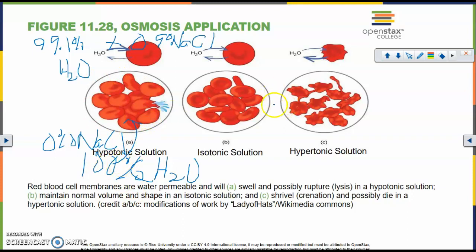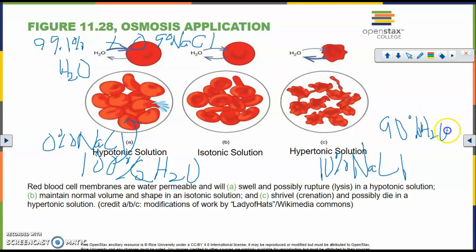In a hypertonic solution, it's the opposite. So if I introduce something that's 10% sodium chloride, which means to say it's 90% water, what happens? What is the movement of water? Water then is going to flow from the red blood cell out. And that is why in hypertonic solutions, such as 10% sodium chloride, compared to 0.9% sodium chloride, the actual red blood cells shrink, shrivel up like raisins.